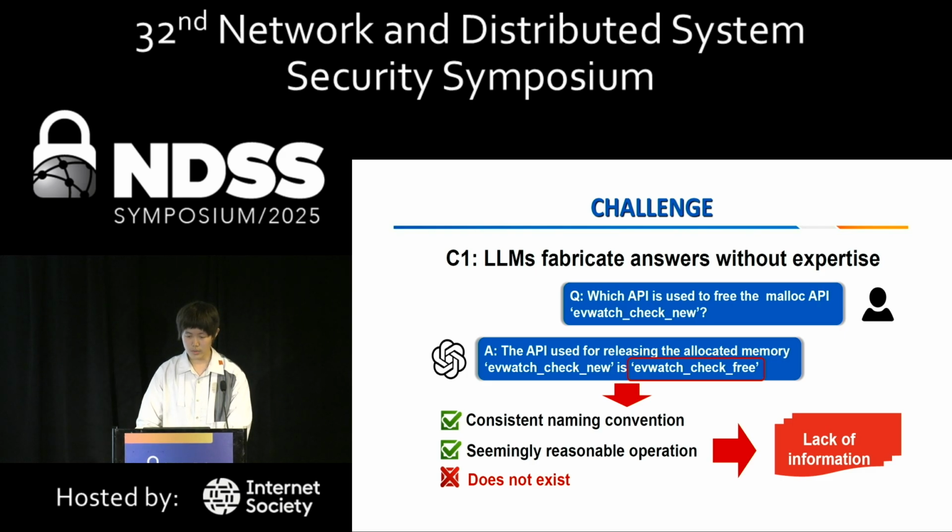With the advent of large language models with superior natural language understanding capability, we wondered if LLMs can help us deal with the obstacles in traditional methods. And yes, the LLM can handle complex sentences with complicated information. However, new problems were introduced. First, it fabricates answers without expertise. For example, if we ask the LLM which API is used to free the malloc API EVWatch new, the LLM answers EVWatch free. This answer has the same naming convention and contains a seemingly reasonable operation, free, but this API does not exist. It's probably because the LLM doesn't contain much information about these specific APIs.